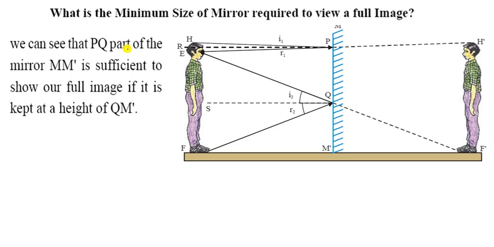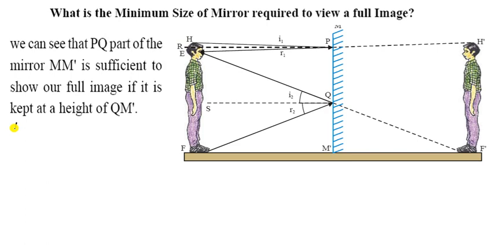Now come to the question: what is the maximum size of the mirror required to view a full image? We can see that the part PQ of the mirror MM dash is sufficient to show the full image of the man kept at a height of QM dash. It is necessary to do this, and it is a very important article. So you can see here.